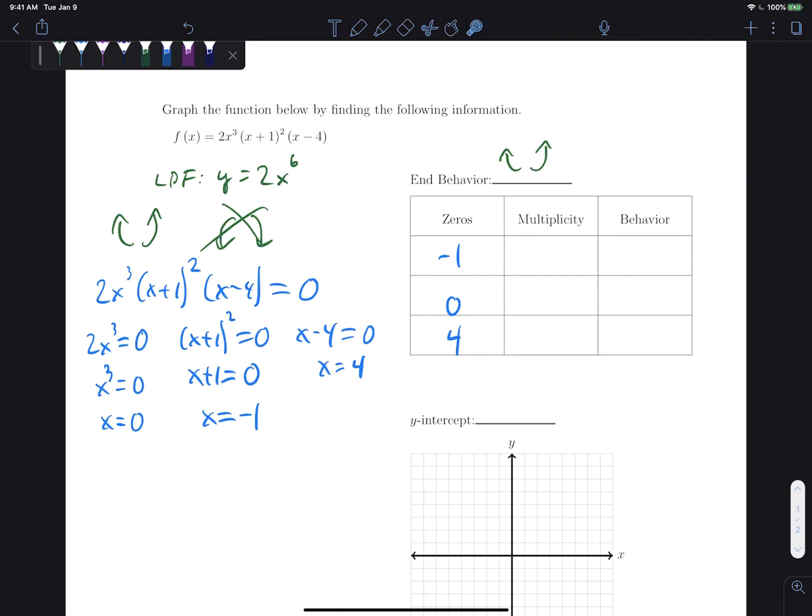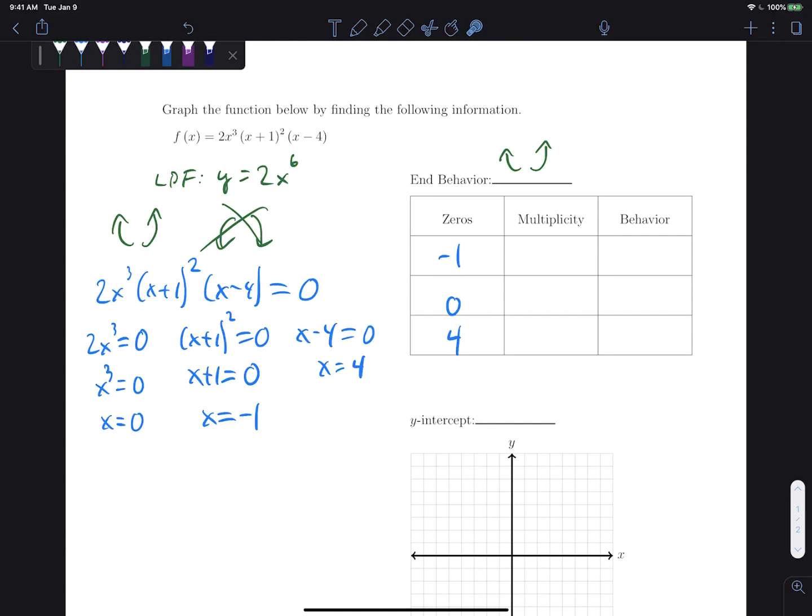But here's the thing, we didn't actually have to do any of this. We could have simply looked at the function and determined what the zeros are. Anytime you have x to some power by itself, that's always going to be a zero, because x equaling 0 will make the entire function equal to 0. And notice that x plus 1 gives us negative 1, and x minus 4 gives us positive 4.